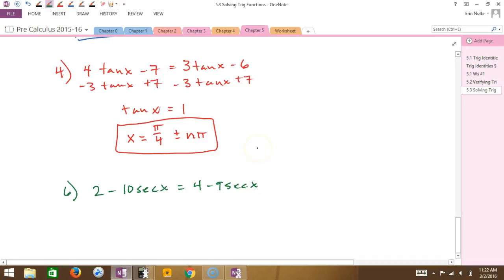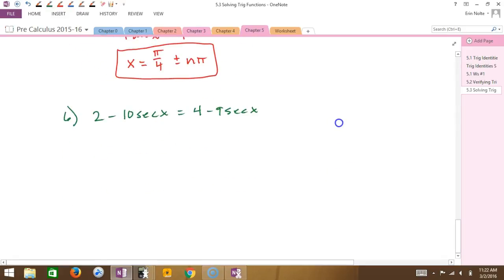Okay, so this is kind of similar to number 4 as far as our first step. Yes, that's a 9. Looks like a curly 9, it has a hat on. Okay, so if I get my secants on the same side, can I go ahead and add 10 secants and then subtract 4? So I get negative 2 is equal to a secant of x.